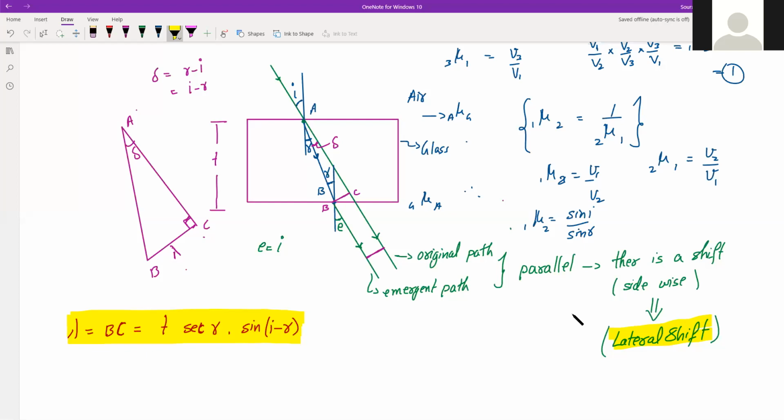Delta here. We have to find BC. So can I say that this BC is equal to, in terms of AB? Can I define it in terms of AB? What is AB divided by BC? Is it sec or is it sine delta? I mean inverse of sine delta, that is 1 by sine delta.